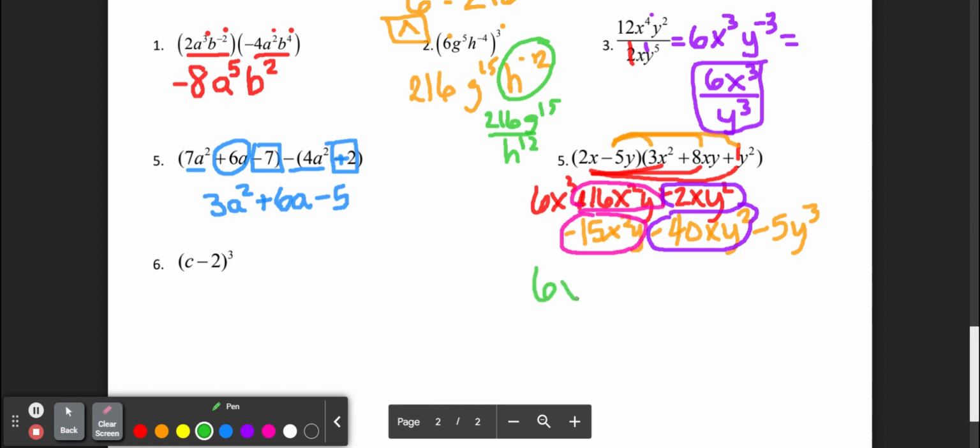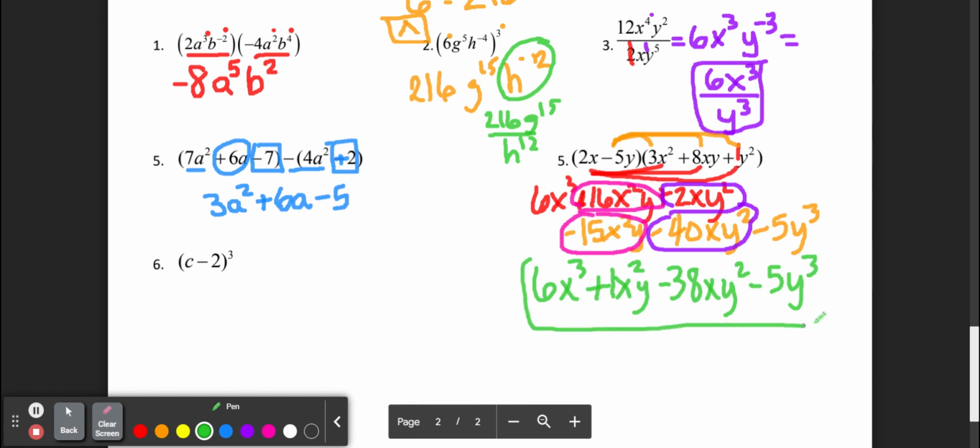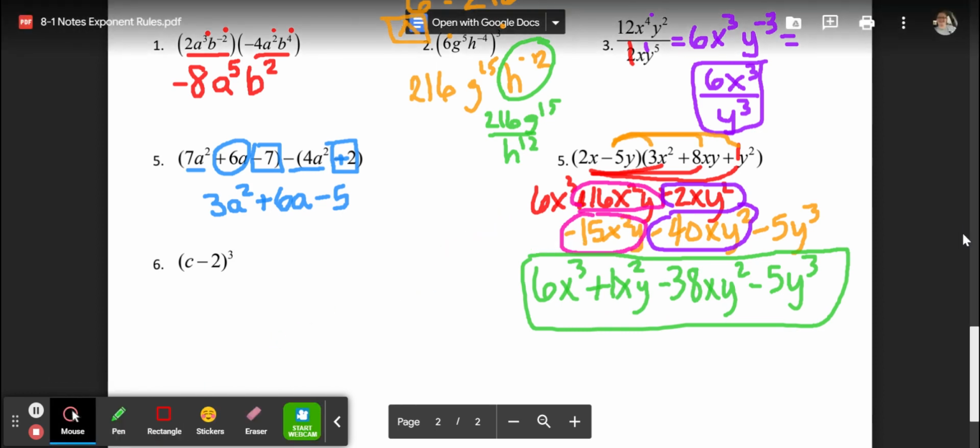We have 6x cubed, and we have plus 1x squared y. Then we have minus 38xy squared, because I have a plus 2 up here and a minus 40 here. And then my last is just my ending, minus 5y cubed. There's nothing to add or subtract that with. This would be my answer in green. Okay. That was the longest one so far.